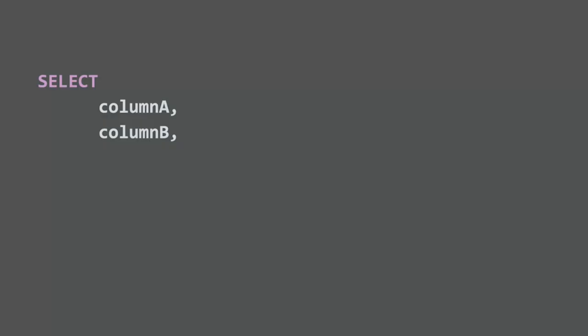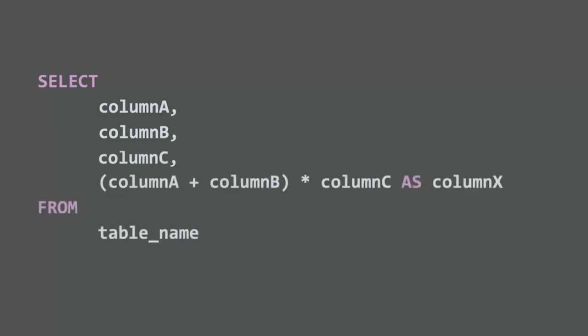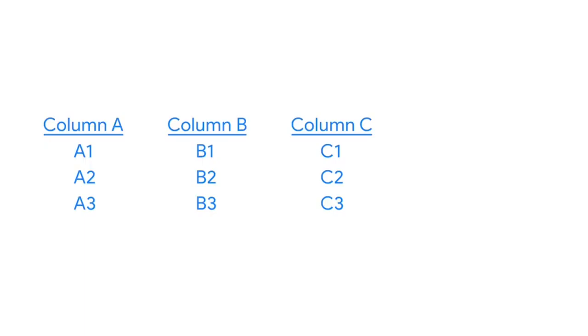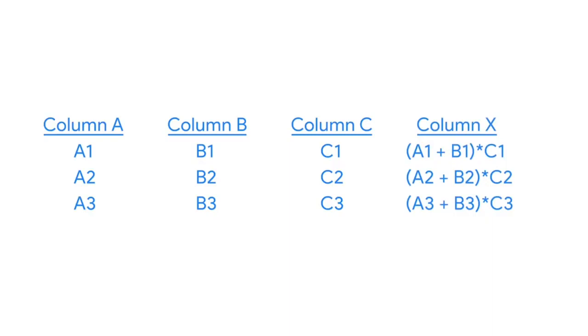If you need to use more than one arithmetic operator in a calculation, you'd use parentheses to control the order of the calculations. So if we included column C in our query, we could place parentheses around column A plus column B. We then add an asterisk if we're multiplying, followed by column C. This query would return in a new column the sum of the values in column A and B multiplied by the values in column C.